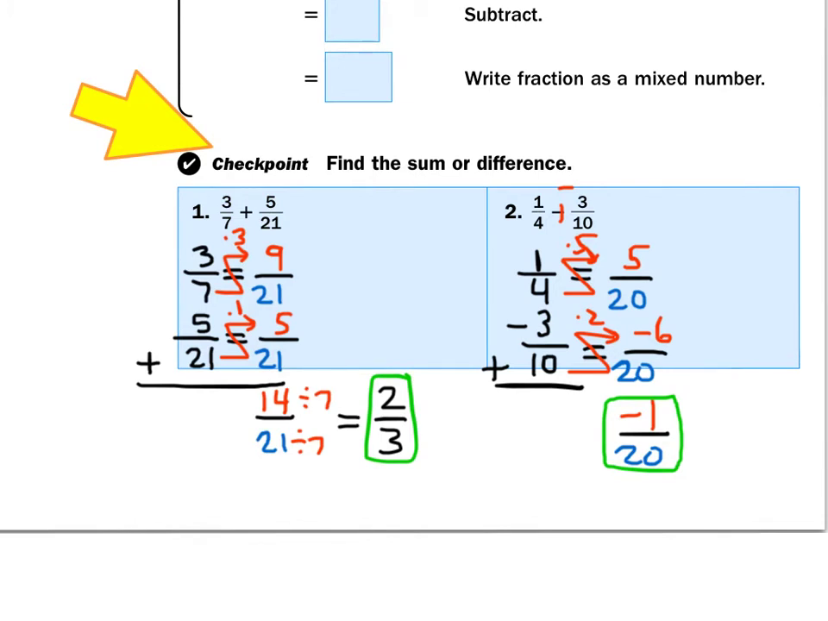Okay, then grab your red and start at the 7. 7 goes into 21 3 times, bring that upstairs. 3 times 3 gives you 9. Start at the 21. 21 goes into 21 1 time, bring that upstairs. 5 times 1 gives you 5. So add 9 plus 5, and that'll give us 14 over 21. Reduce your fraction, divide both the top and the bottom by 7, so you get 2 over 3.